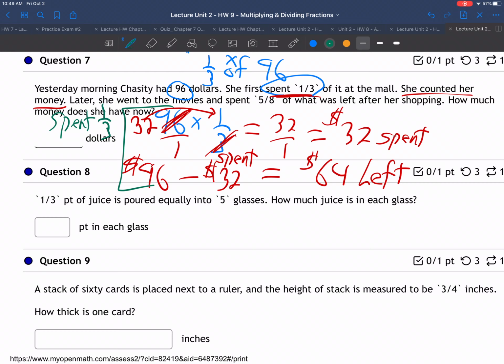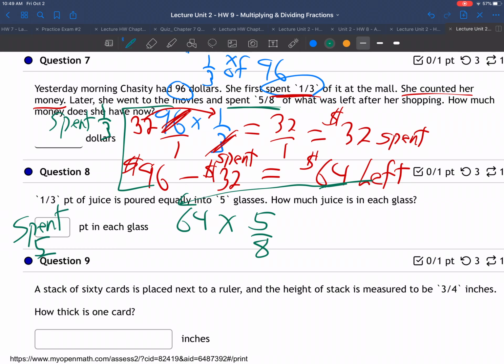And then down here now she counted, she spent 5/8. So down here we'll spend 5/8. So she gets 64 left, multiplied by 5/8, because she spent 5/8 of the $64, didn't she? Of means multiply. It doesn't matter what order. If you put the 5/8 on the right or the left, it doesn't matter. 5/8 of 64. She spent 5/8 of the money left, the $64 left.